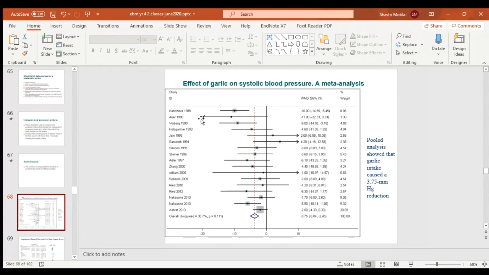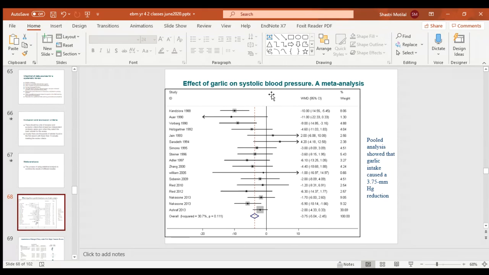But in this second study, you see the line touching this vertical line at 0. That means the confidence interval includes the value 0, and you can confirm, minus 22 to 0.33. This study found no difference for garlic and blood pressure. This one found no difference. This one found no difference. A lot of these found no differences. This one here found a difference. This one here found a difference. This one up here found a difference.